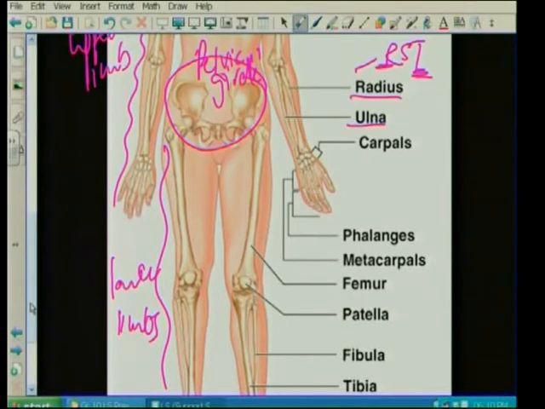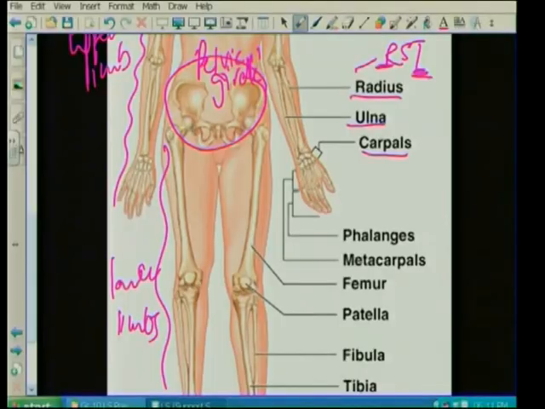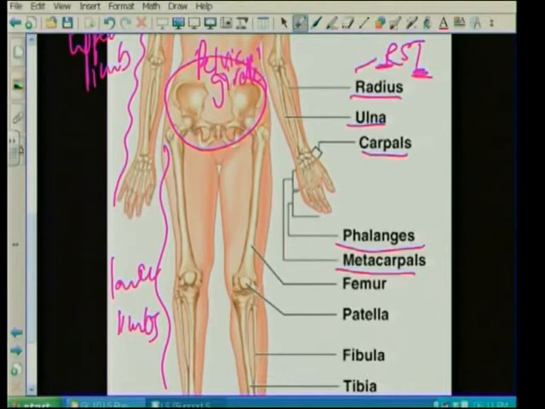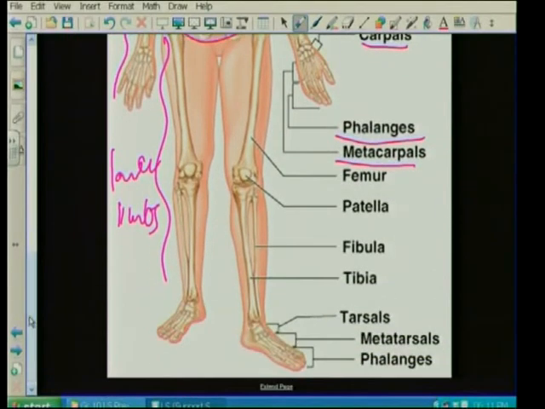Going further, we now go to the area of the palms and the rest of it. But before we get to the palms, we obviously get to the wrist. The wrist bones are called carpals. The bones of the hand in this area here, the palm bones, we can say, are known as the metacarpals. And the bones of the finger are called the phalanges. For fingers, phalanges.